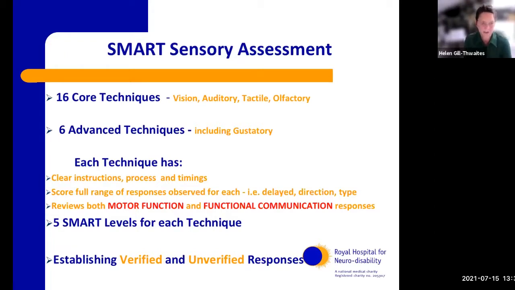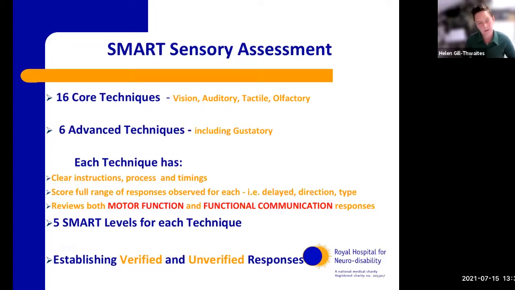Each technique has very clear instructions, and it scores a full range of responses observed. We want to know, is it delayed? Do they just look left? That type of thing is very important, as is how we present the stimulus and our knowledge of the patient. And SMART is the only assessment which will divide up their motor function, i.e. their movements, or their communicative functions. The responses from both of those areas can be different to each technique and each modality.